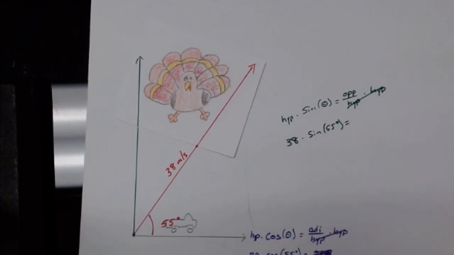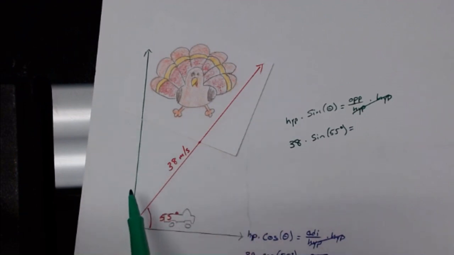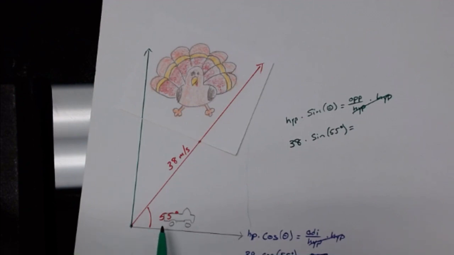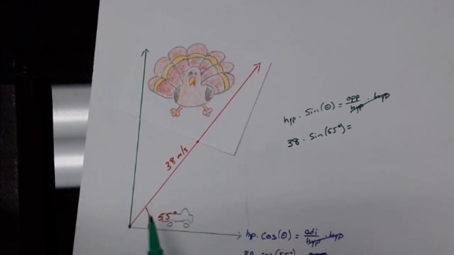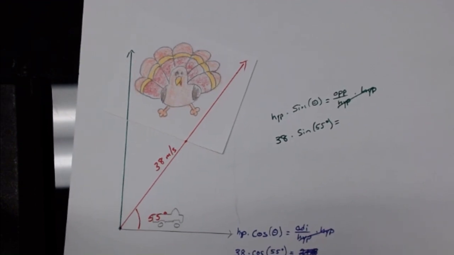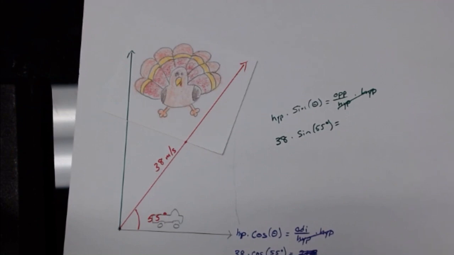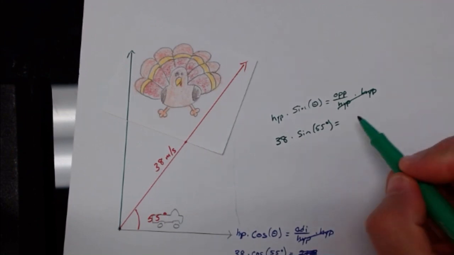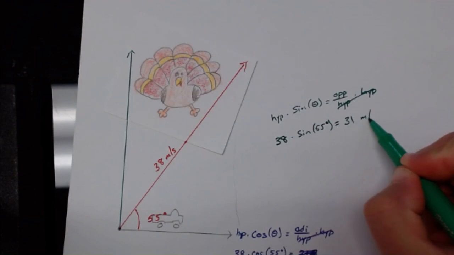Why are we using sine? I'm trying to solve for this vertical value. What angle are you using? The 55 degrees. Same one, because it's essentially the same as this line right here. It makes a parallelogram where opposite sides are equal. So what do I get here? 31 meters per second.